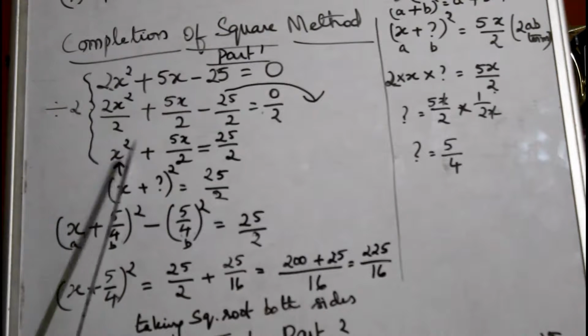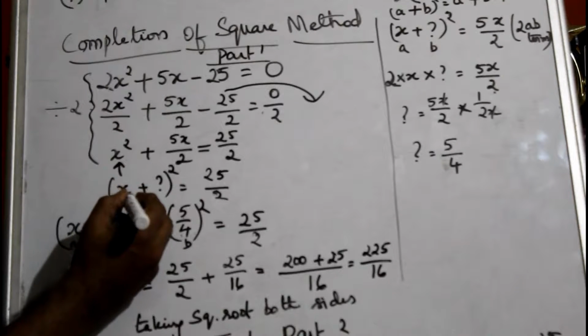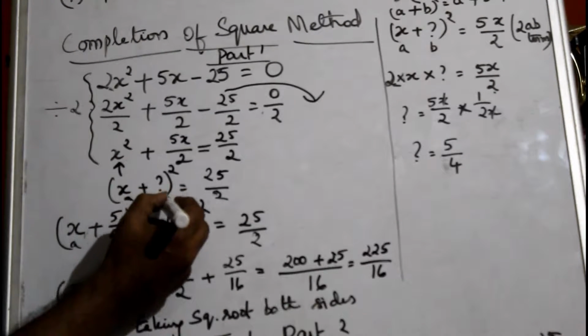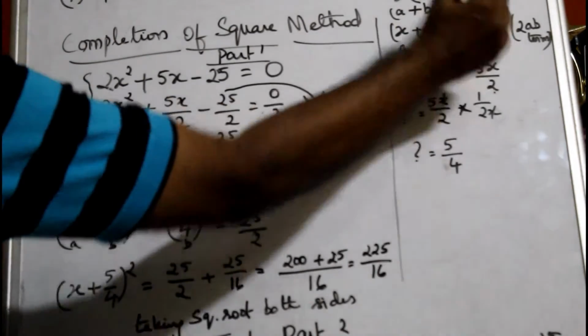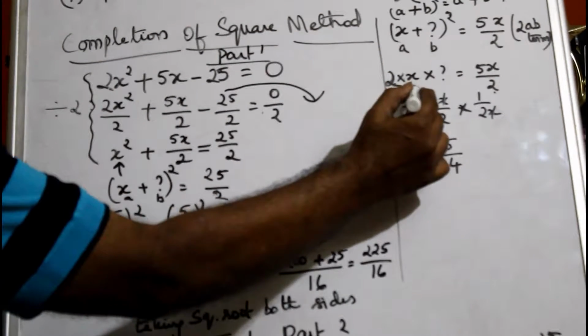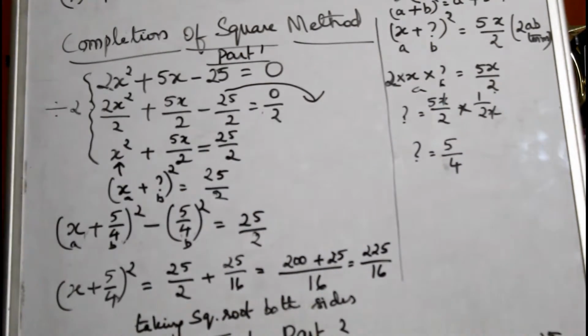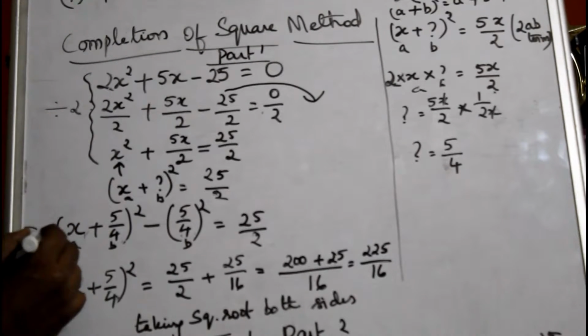Now here this you write as x plus question mark the whole square. X stands for a and question mark stands for b. Now you take the 2ab term. 2ab term is nothing but 2 into a into b. Again I repeat, as I said, this is quite complicated. This step is a very important step which you must understand.